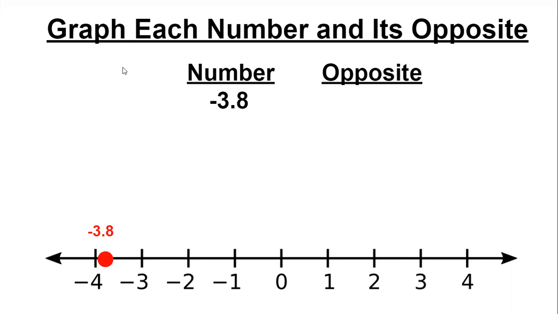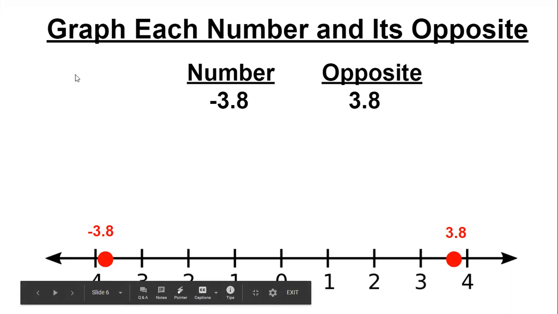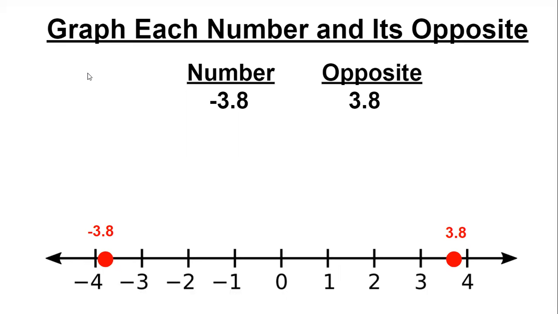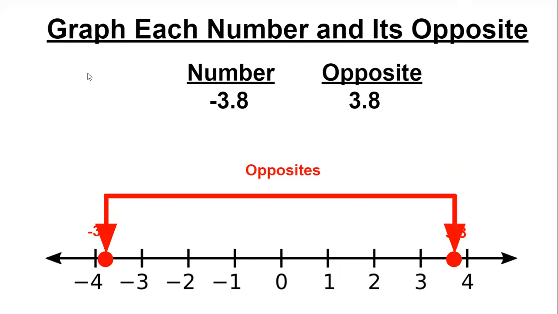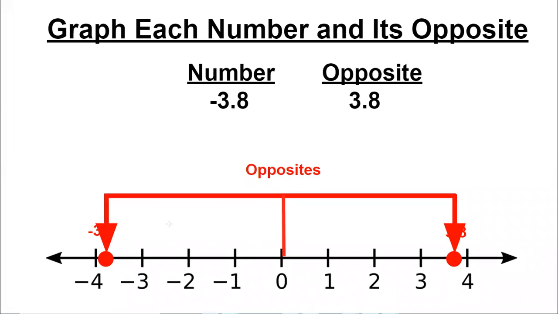What's the opposite of -3.8? Well, it's the number that's 3.8 units to the right of 0. So we're going to have to go past the 3. There it is, 3.8. So it's the same distance from 0 as -3.8, just on the opposite side. They're opposites! And if you put a little line in between the center here, you'll see that they are the same distance from 0, just opposite sides.